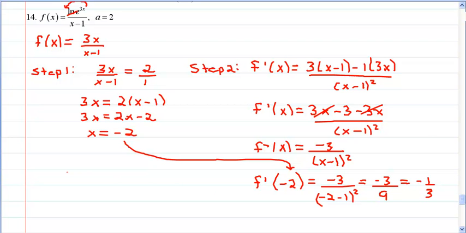So for step 3, our final step, I won't scroll up for this one. It just says to take the reciprocal of step 2, which is negative 3. So the derivative of the inverse at a equals 2 is equal to the reciprocal of step 2, which is negative 3.